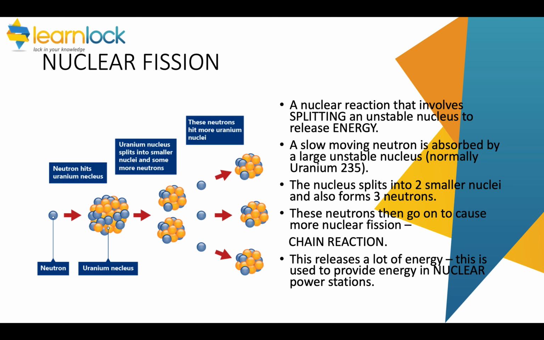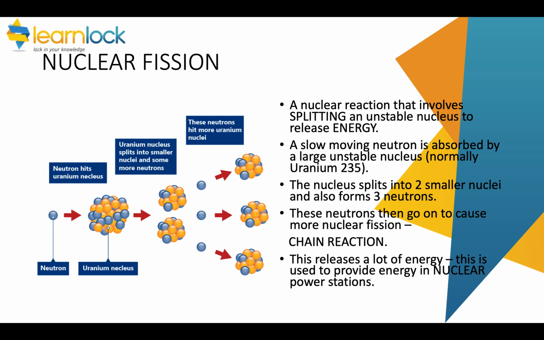This is a nuclear reaction that involves splitting an unstable nucleus, and this releases a lot of energy. The example that you will need to know is when a slow-moving neutron is absorbed by a large unstable nucleus of uranium-235. The nucleus then splits into two smaller nuclei and also three neutrons. These three neutrons then go on to split more uranium nuclei, and this is called a chain reaction.